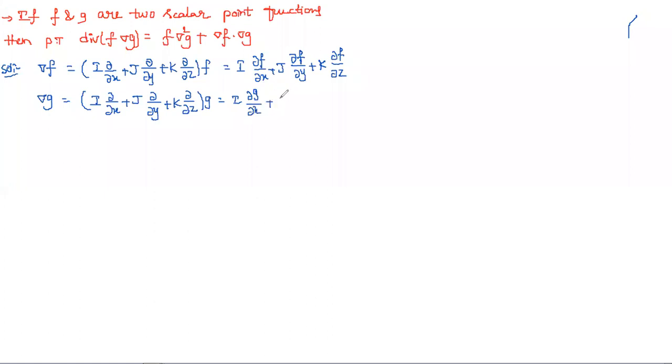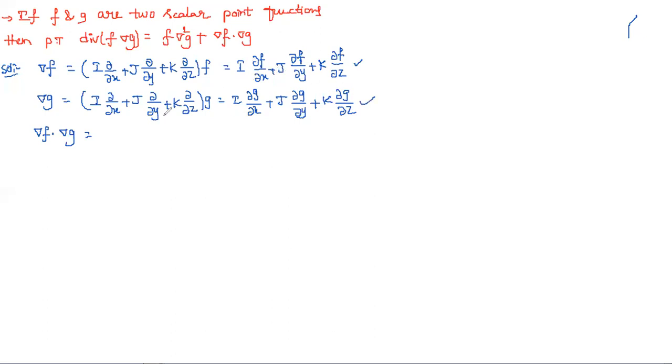So i ∂z/∂x + j ∂z/∂y + k ∂z/∂z. So now you can apply the dot product for this. If you apply the dot product, what will we get? Del f dot del g. This is del f and this is del g now.